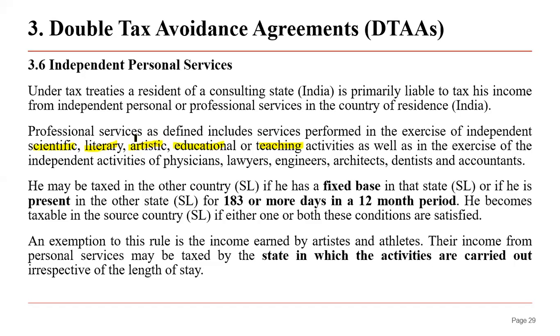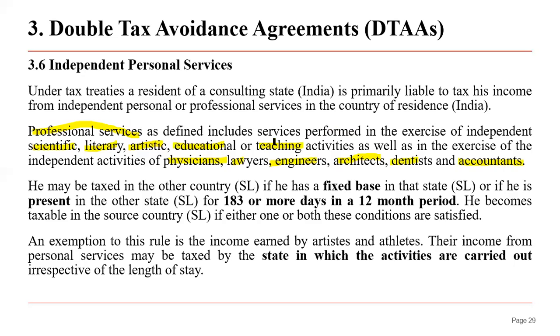Then the professional services. Basically, professional services identified include services performed in the exercise of independent activities: lawyers, physicians, engineers, athletic, artistic, dentists, accountants, those people.